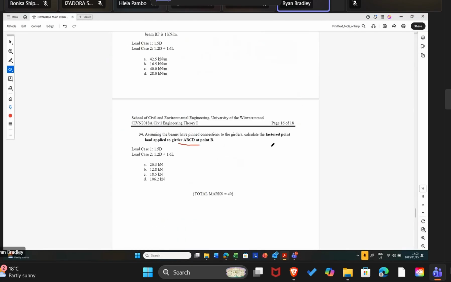Yeah, so we're now looking at this question, which is asking for a point load. What is the factored point load applied to the girder? So we have this scenario here. We have a column, a column, a column, a column. We have girders spanning between those columns, and we then have beams attached to the girders. Basically this beam applies a point load down onto that girder.